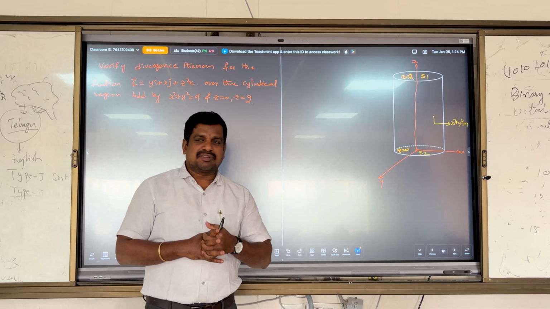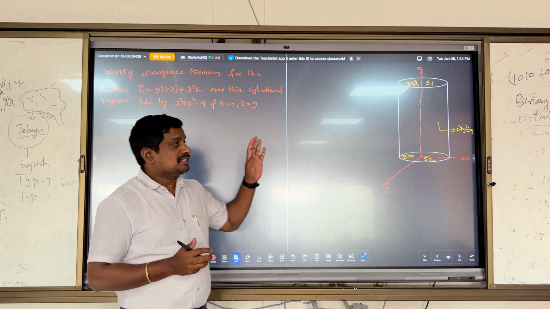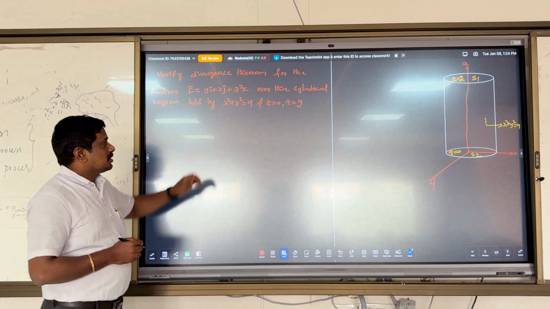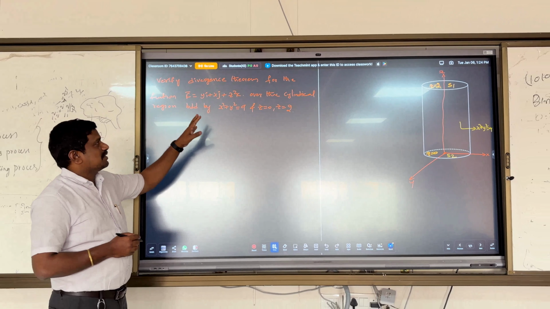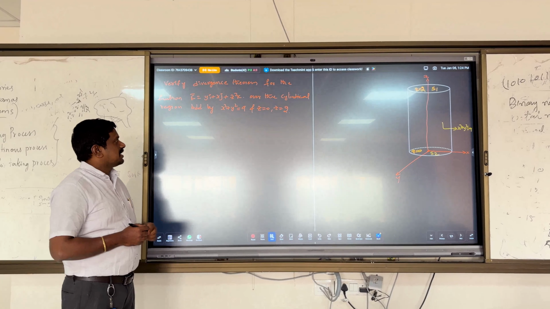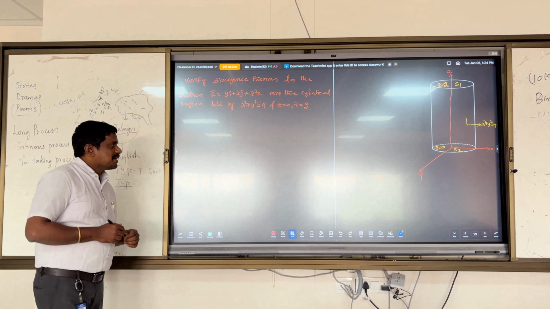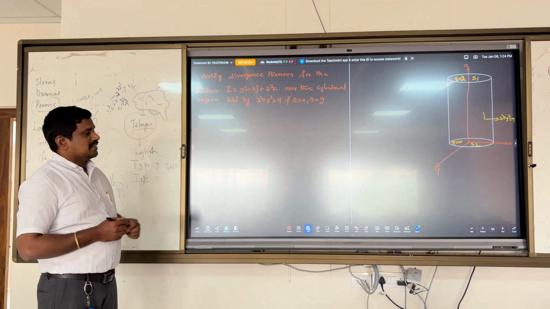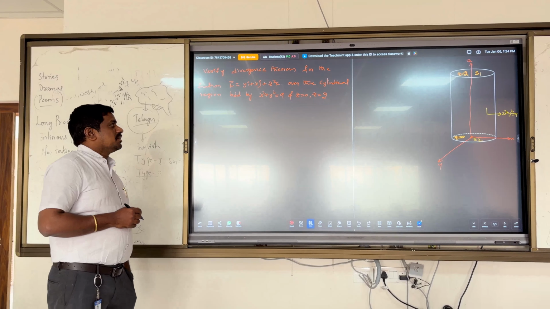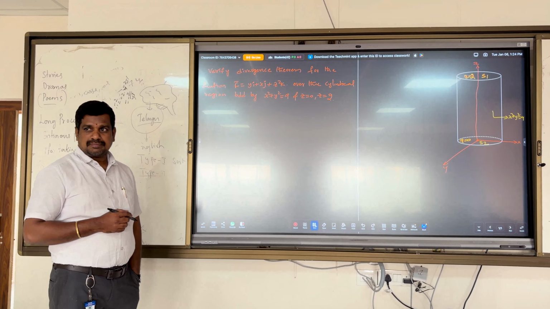Yeah, this is Lingaswamy. So now I am going to discuss the Gauss divergence theorem. The question is: verify the divergence theorem for the function f bar equals yi plus xj plus z square k over the cylindrical region bounded by x square plus y square equals 9 and z equals 0 and z equals 2.